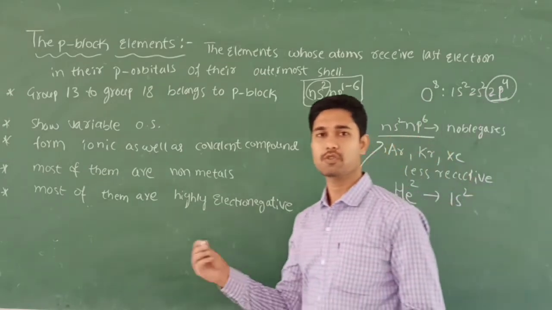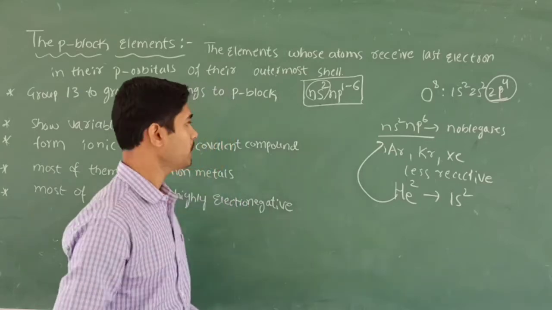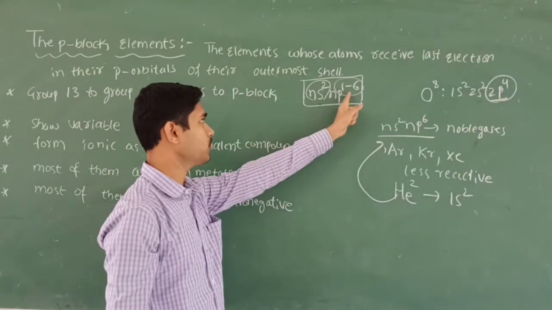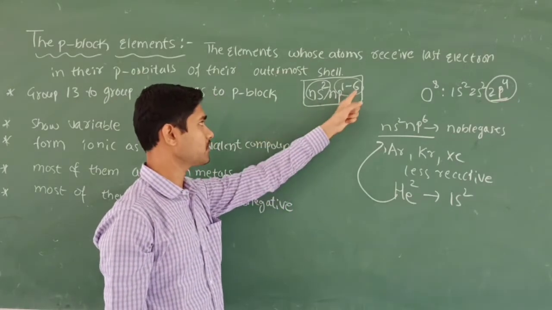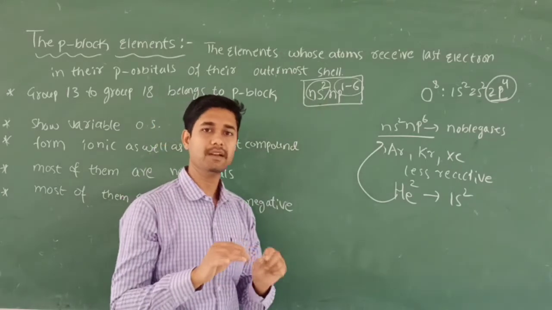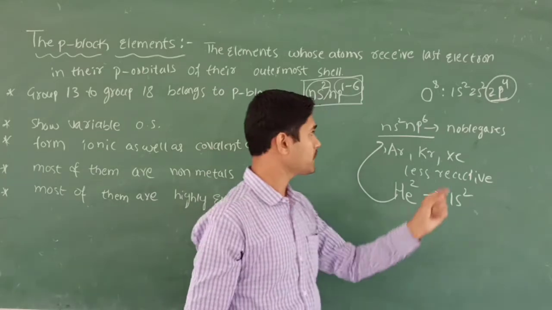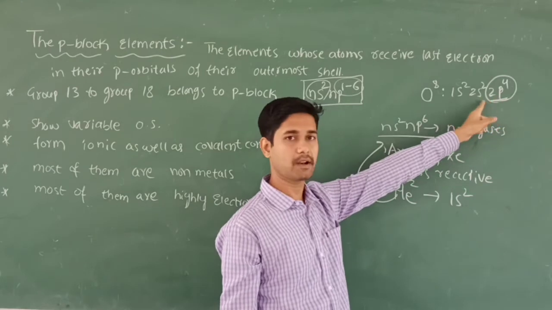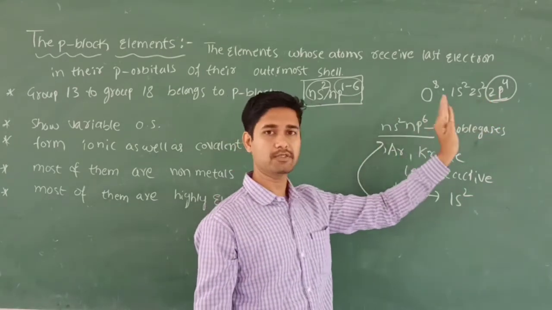They are going to show some variable oxidation states. Why are they going to show variable oxidation states? Because of this configuration you can see here, right? np1 to 6 means the electrons which enter the p orbitals can be up to 6 electrons in the p orbitals. That's why they show different variable oxidation states. You can see here oxygen contains a maximum of 4 electrons in the outermost orbital. If we take nitrogen, 2p5, like this, oxygen, nitrogen will be there.